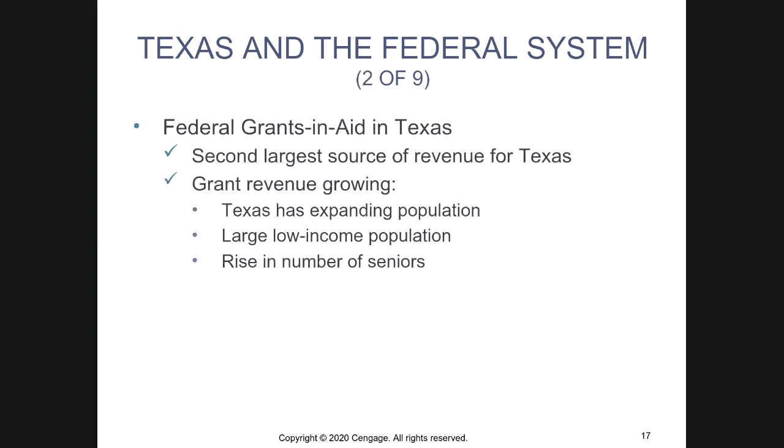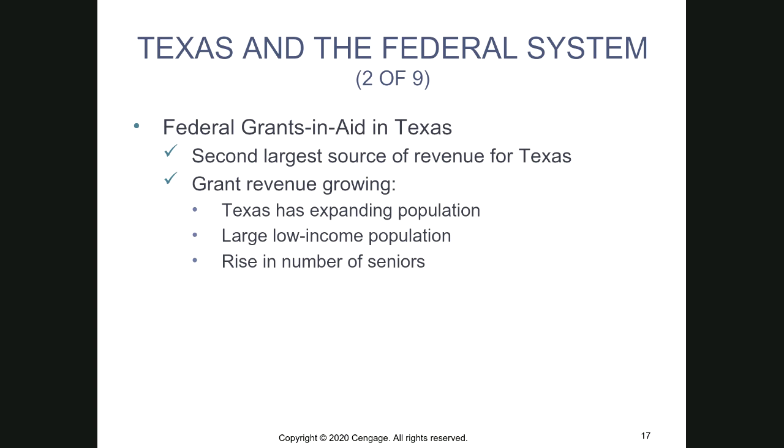Let's talk about those grants that we were talking about. Remember, we had categorical grants originally, and then over time we had that process of devolution where we moved more towards block grants. Well, the federal government continues to give quite a bit of aid to Texas in the form of federal grant money. So federal grants are the second largest source of revenue for Texas.